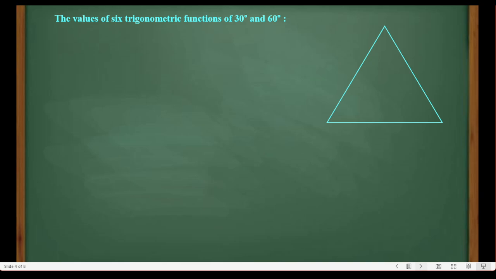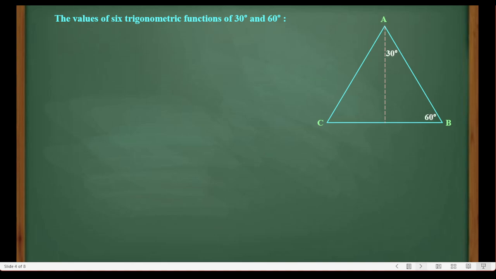Next, the values of 6 trigonometric functions of 30 degrees and 60 degrees. Now we have a triangle here, and this is actually an equilateral triangle, and at the same time an equiangular triangle.